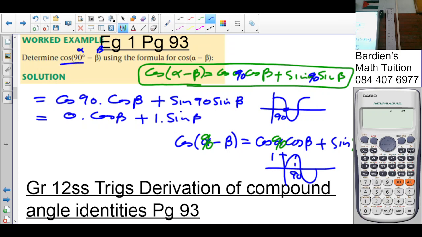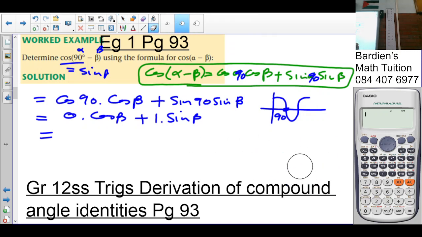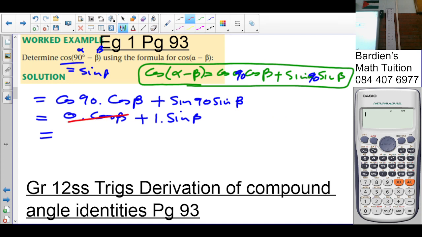But we know that if we use a co-ratio, that is simply going to be sine of beta, not so? But they want you to now use your compound angle information. So the simplified version is actually exactly that. 0 times cos of beta is 0. So the answer is simply sine beta, as we know it to be. Okay.